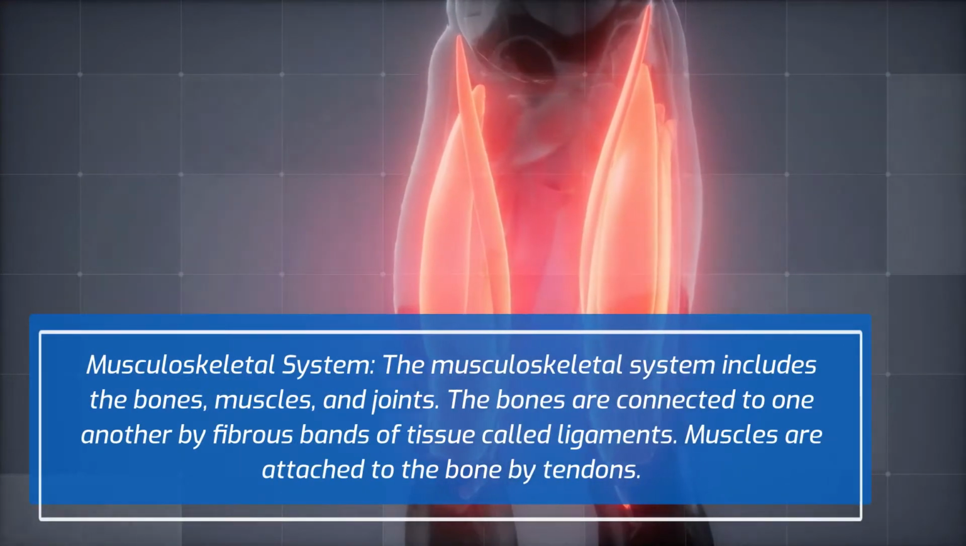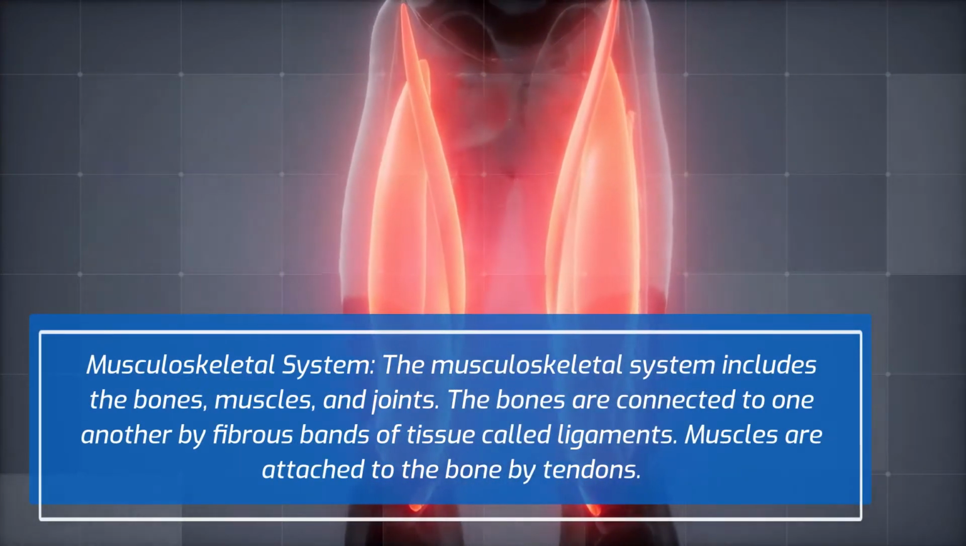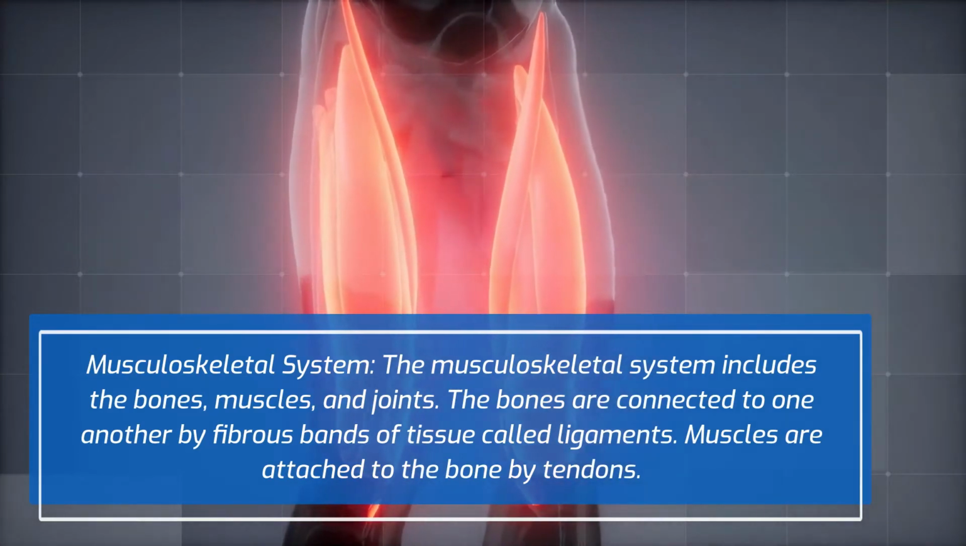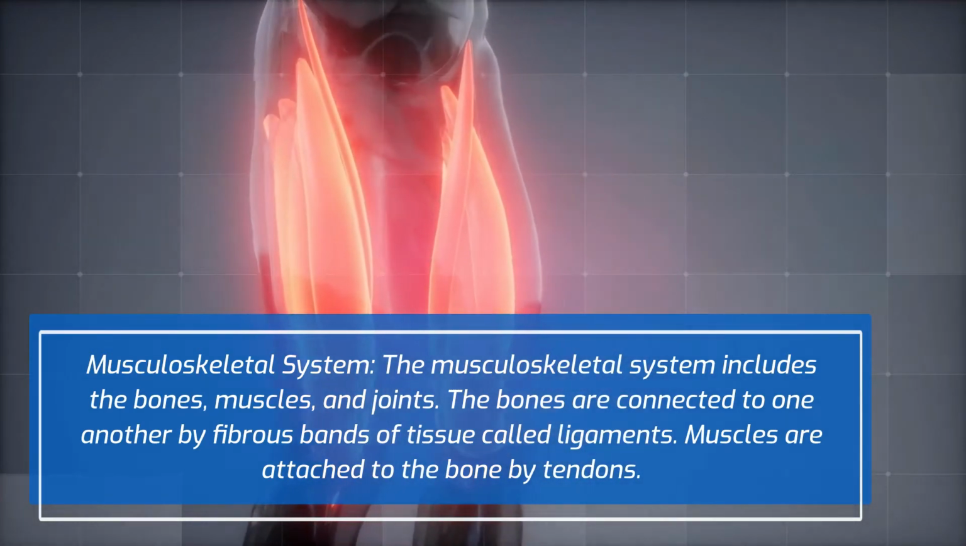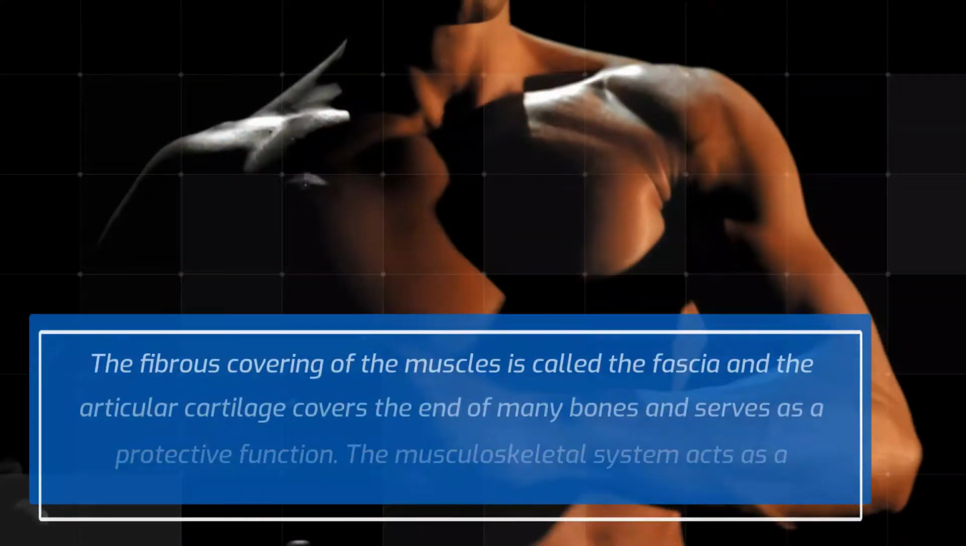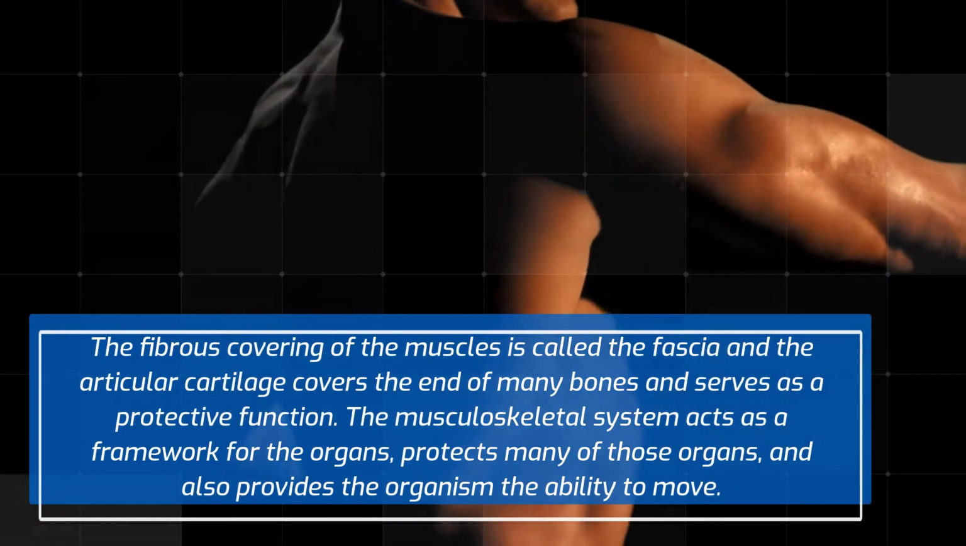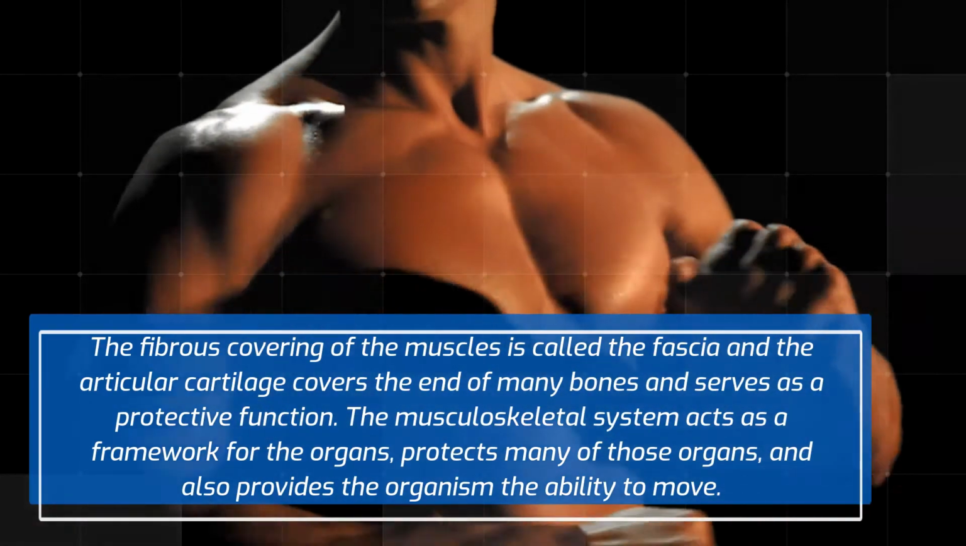Musculoskeletal system. The musculoskeletal system includes the bones, muscles, and joints. The bones are connected to one another by fiber bands of tissue called ligaments. Muscles are attached to the bone by tendons. The fibrous covering of the muscles is called the fascia, and the articular cartilage covers the end of many bones and serves as a protective function.